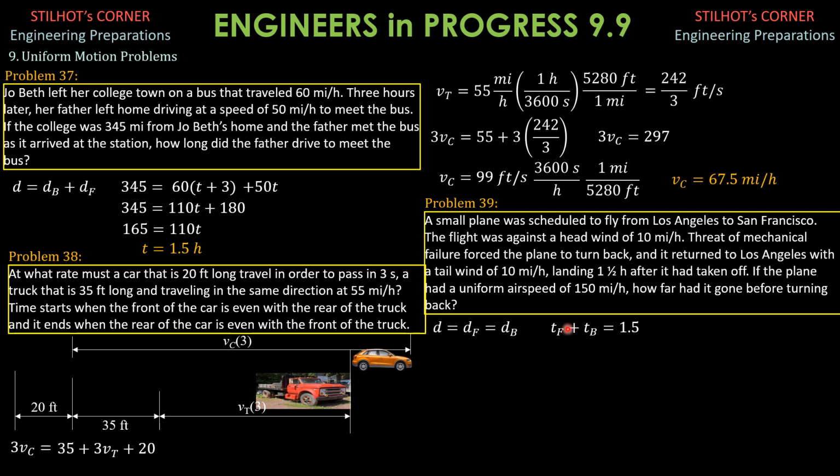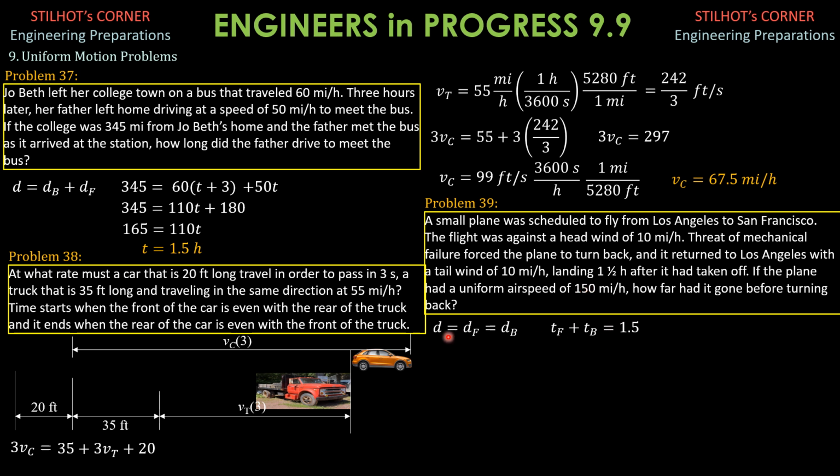Remember that time is distance over effective speed, or effective rate. The effective rate is the airspeed plus or minus the effect of the wind. If it is a tailwind, it is plus. If it is a headwind, it is minus. So in going forward, the plane encountered a headwind of 10 miles per hour, so the effective speed is 150 minus 10.